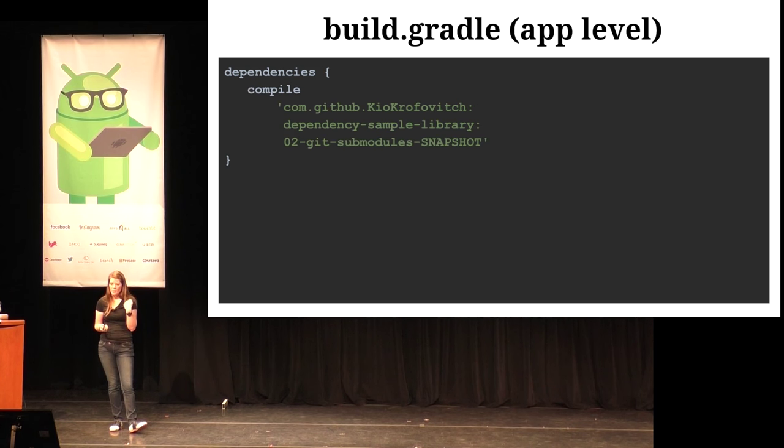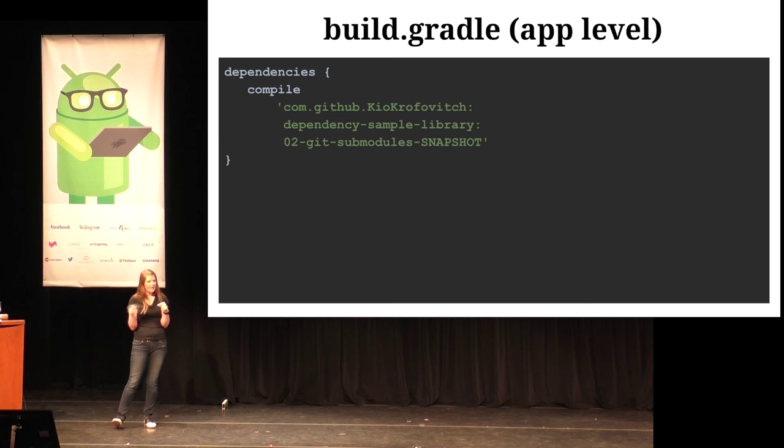com.github.kiokrofovich, that's me. Dependency sample library, that's the name of our repo. And o2-git-submodules-snapshot. So that first part, o2-git-submodules, is the name of my branch. Dash snapshot is a cue to Jitpack to say, pull the most recent commit from this branch.